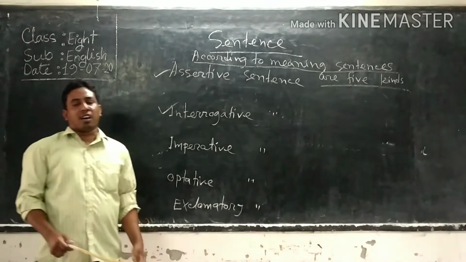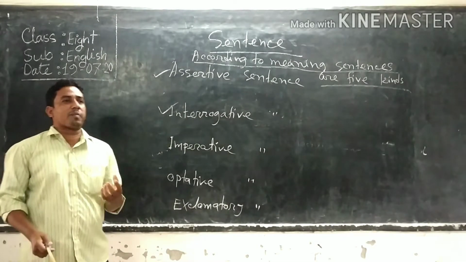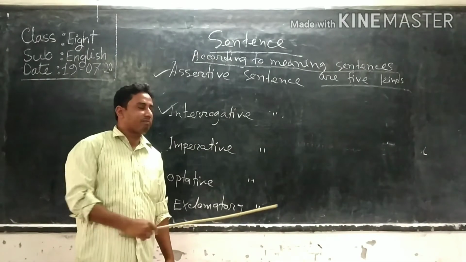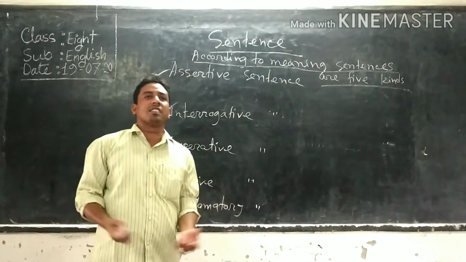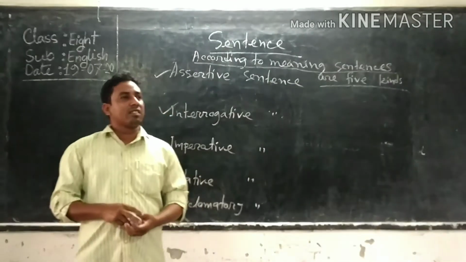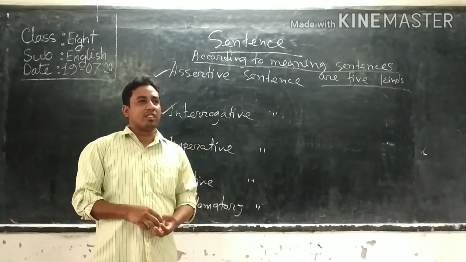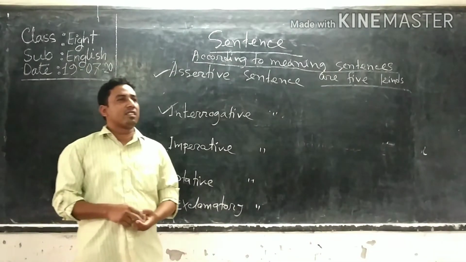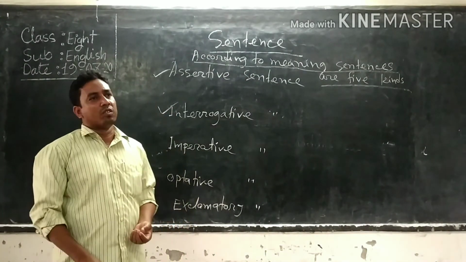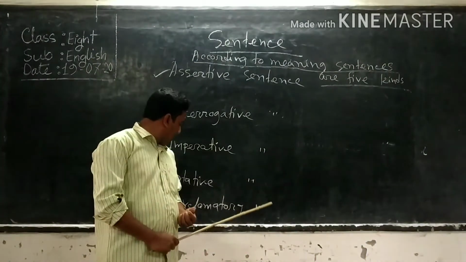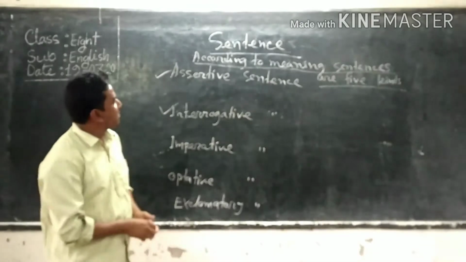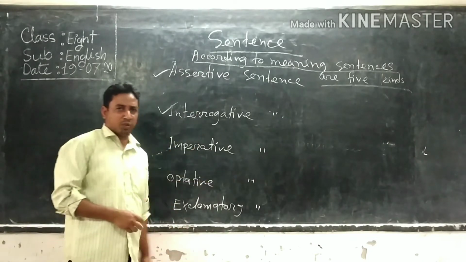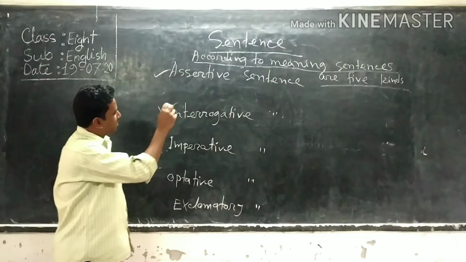These are optative sentences. And last, the exclamatory sentence. When we become astonished or surprised to see something, this is called an exclamatory sentence. What a charming scenery it is. You are very nice. These are exclamatory sentences. An exclamation mark is used in an exclamatory sentence. So I am writing two sentences of every kind on the blackboard. Look at the blackboard, my dear student.